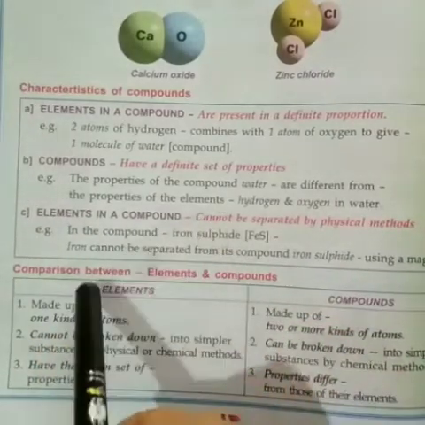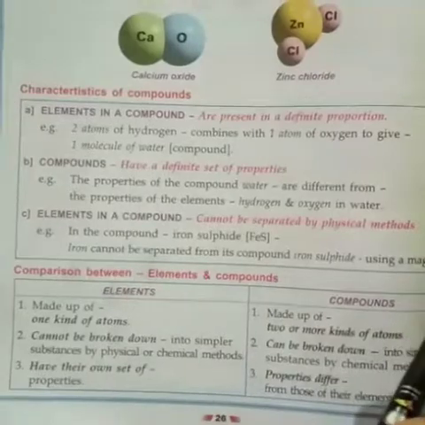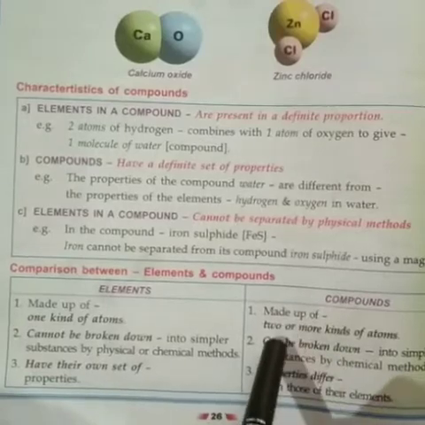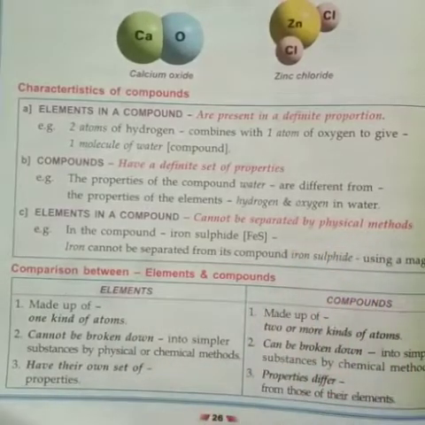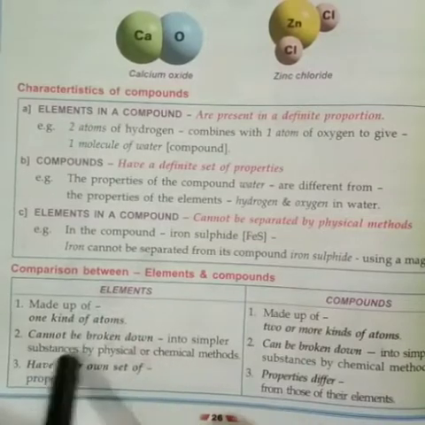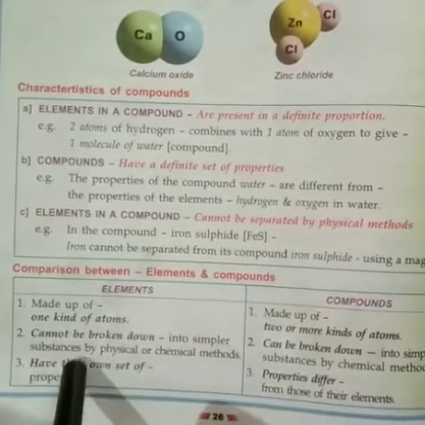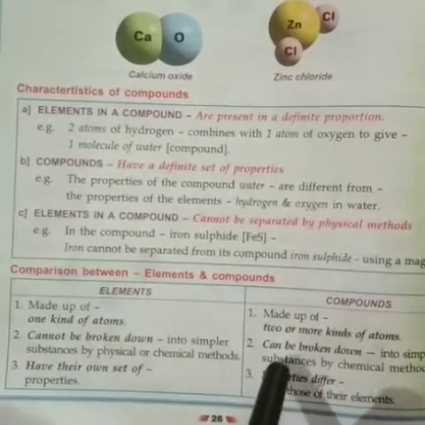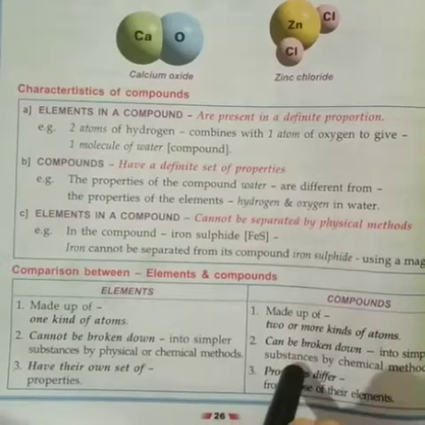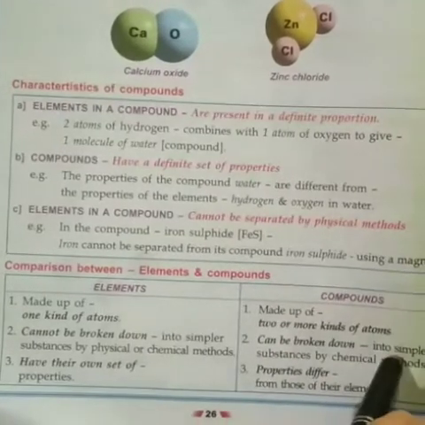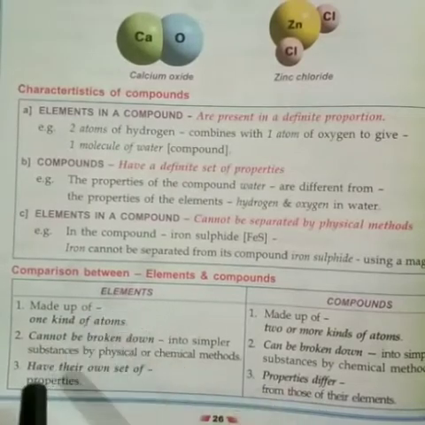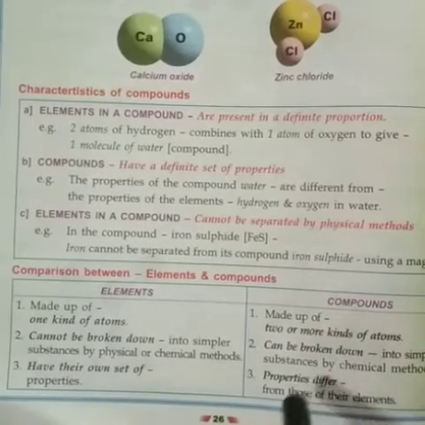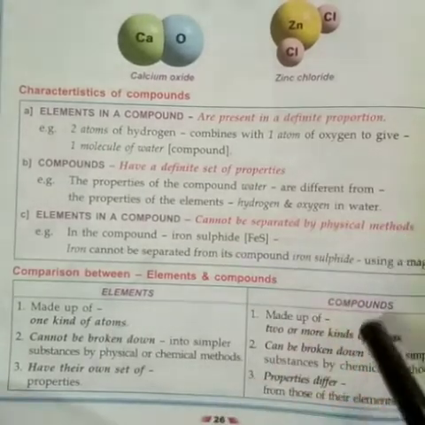Then comes the comparison between elements and compounds. Elements are made up of one kind of atom, whereas compounds are made up of two or more kinds of atoms. Elements cannot be broken down into simpler substances by physical or chemical methods, but compounds can be broken down into simpler substances by chemical methods. Elements have their own set of properties, but the properties of compounds are different from their elements.